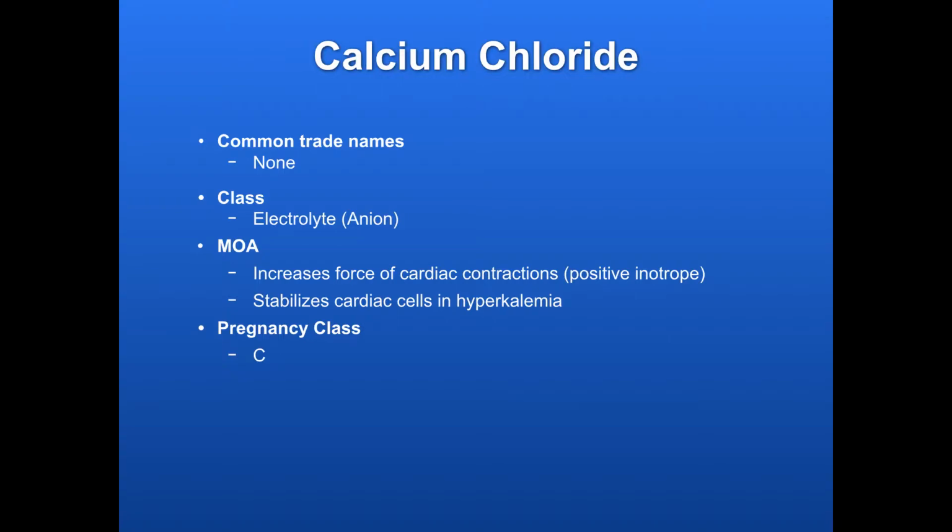Calcium chloride, widely available as a generic, so there's not really any trade names out there for it. It is an electrolyte. It's an anion. That's the class. Mechanism of action: increases the force of cardiac contractions. It is a positive inotrope, and it also stabilizes cardiac cells, especially in hyperkalemia. Pregnancy class is C.